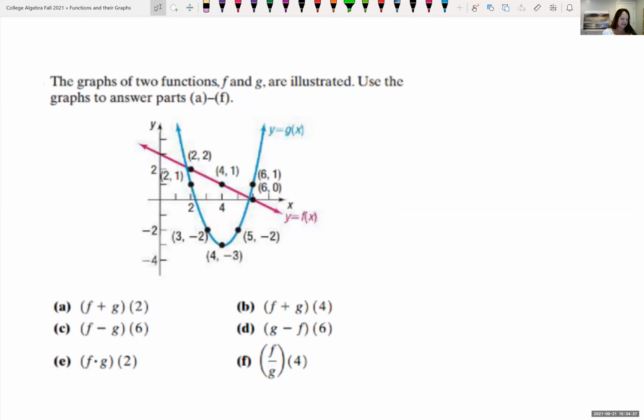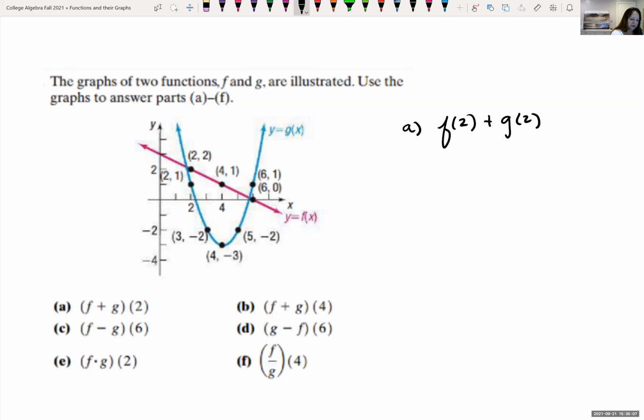This part A says that we're looking at f plus g of 2. So we're looking at both of these graphs. We're given the graph of g of x, which is the blue graph, that parabola there. And we're given the graph of y equals f of x, which is a purplish pink, and that's a line. Part A is asking us to find f of 2 plus g of 2.